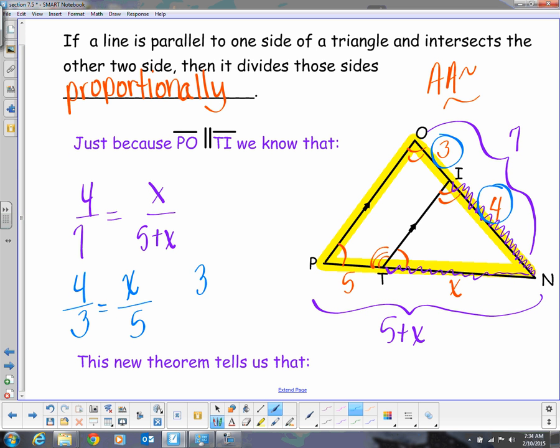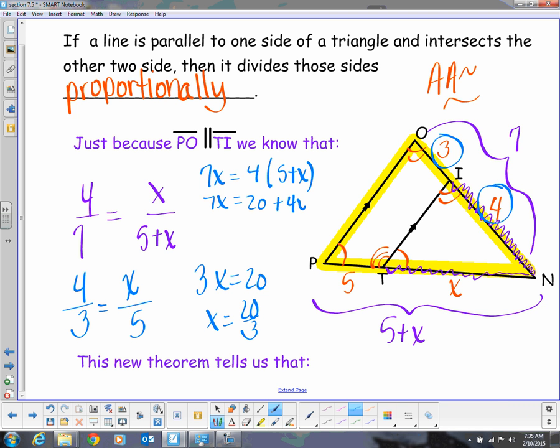So then we would say 3x equals 20. X equals 20/3. So that's what that side would be. We would get the same answer when we do this one: 7x equals 4 times 5 plus x. Distributing, we get 20 plus 4x. Subtract the 4x. Do I get x to be the same thing? I do. But what must be true to set up our new proportion? What must you see? Parallel sides.